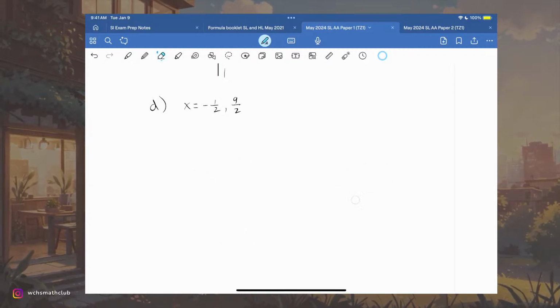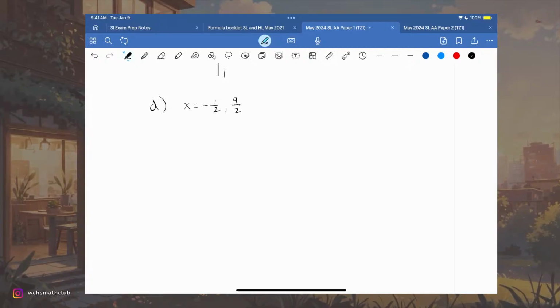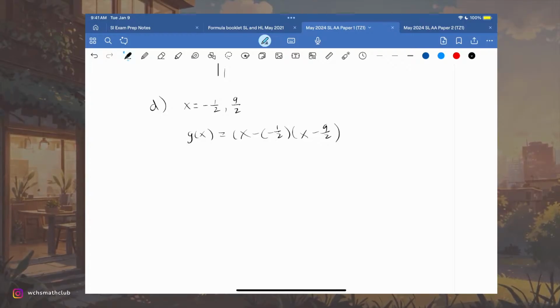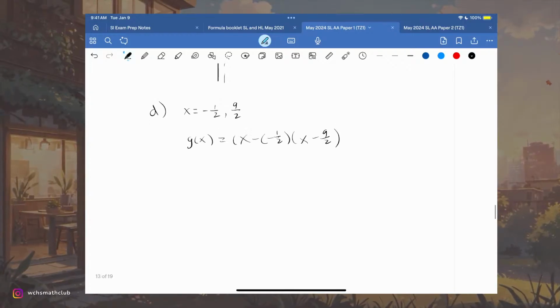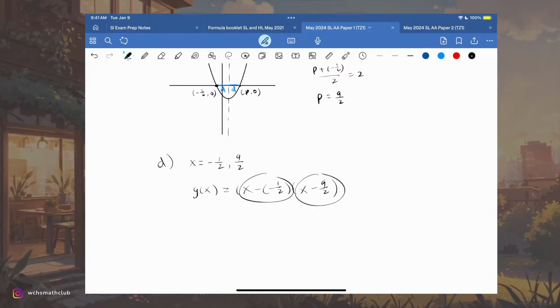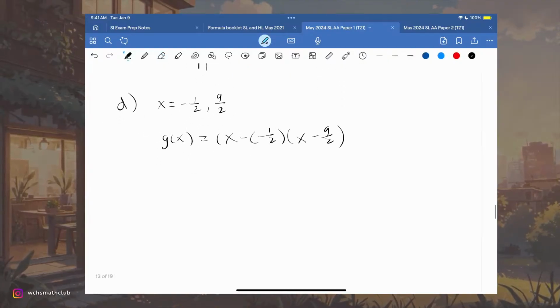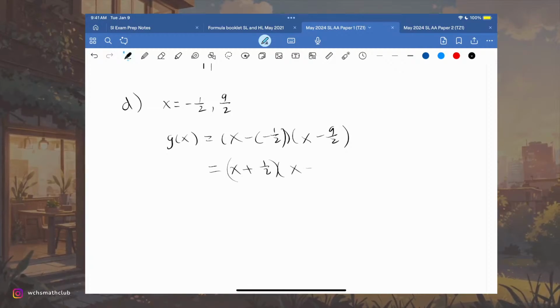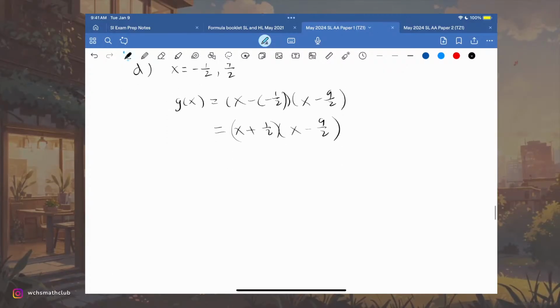Okay, and then we can just do g of x equals x minus negative 1 over 2, and then x minus 9 over 2. Because we have these 2 roots, the 2 factors of g of x must be these. So x plus 1 over 2 times x minus 9 over 2. And then we expand this and simplify this.